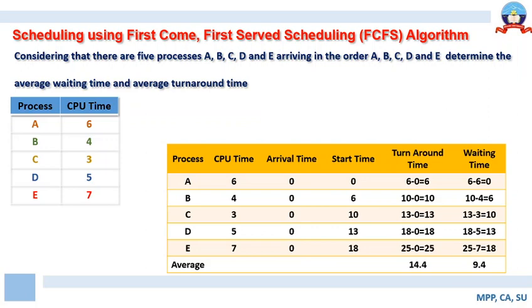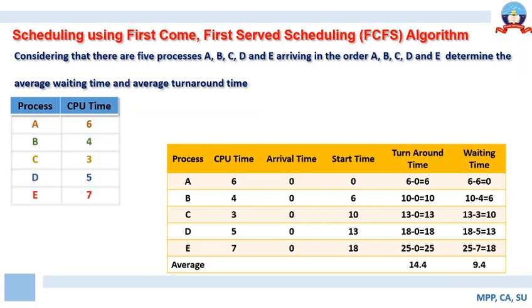Now likewise C. Turnaround time is 13. Execution time or CPU time is 3, so 13 minus 3 is 10. So C waits for 10 units of time. Now likewise D, turnaround time is 18, execution time is 5, so 18 minus 5 is 13. So it waits for 13 units of time in the ready queue.